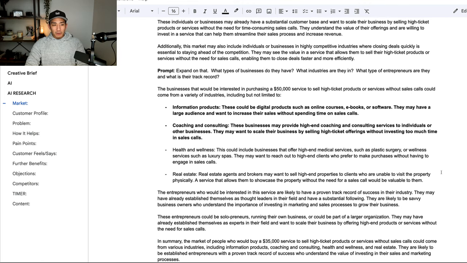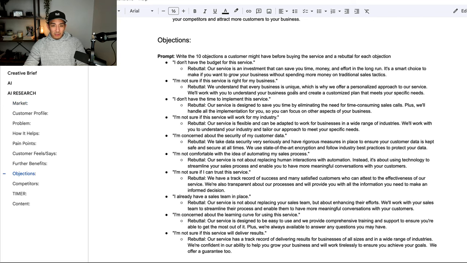Now, some other ways you can use this, you can see on the left how I'm using it here for the different sections. I'm not going to go through all of these, but something else I found cool is the objections. I just asked it, "Give me 10 objections a customer might have before buying the service and a rebuttal for each objection." So if they're in the shoes of the customer who's about to buy this $50,000 service, what are the objections that would come up and what are some of the best ways to respond to it? And this is super useful because I can use this in my marketing.